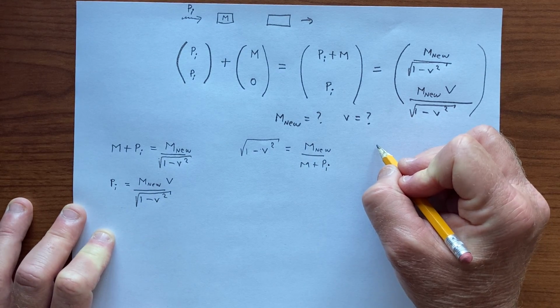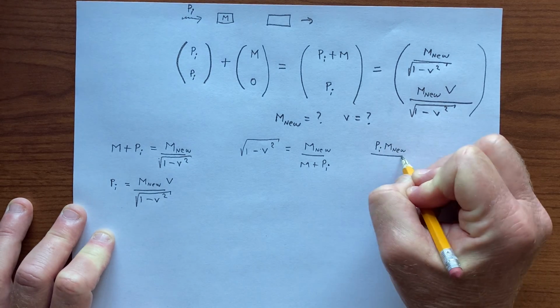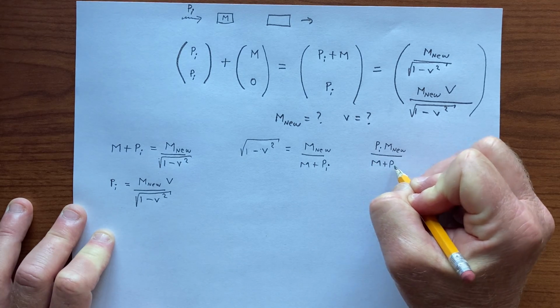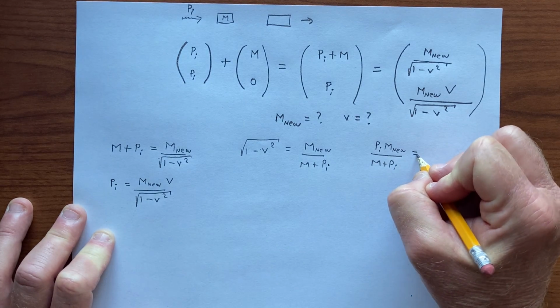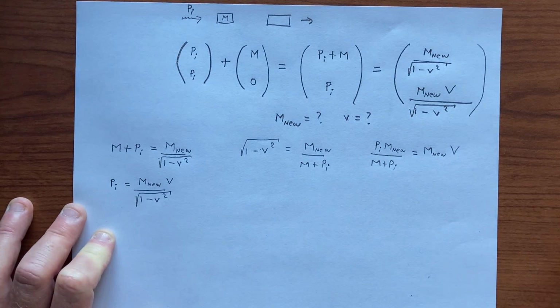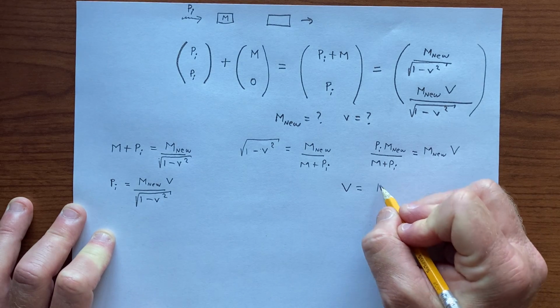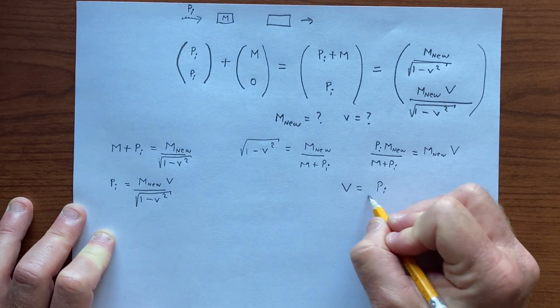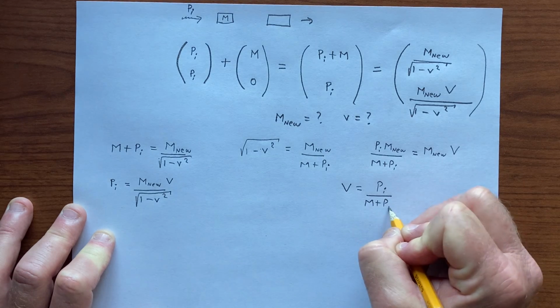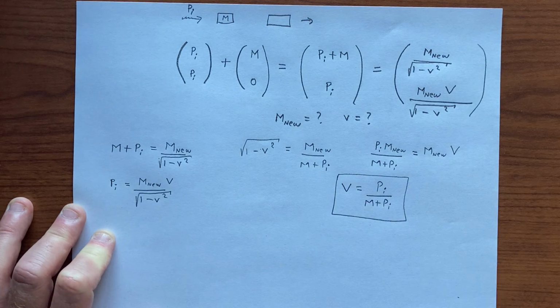Pi times this, which is this, must be equal to that. So that then gives us pi m nu over m plus pi is equal to m nu times v. And so we can solve for v. v is pi over m plus pi. Okay, that's the speed with which this newly formed object is moving.